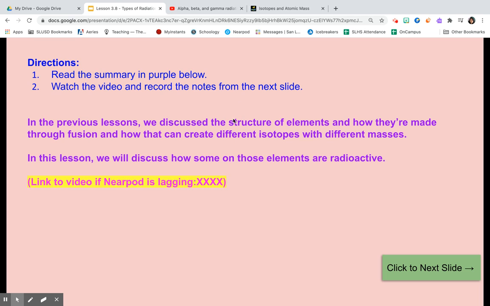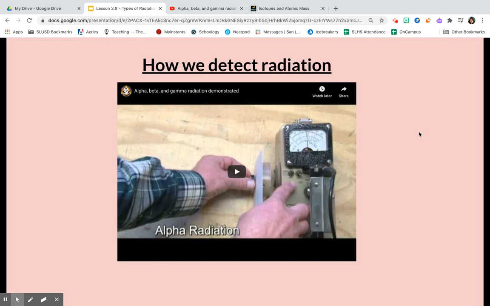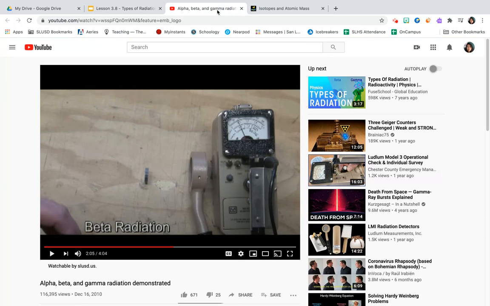All right, in this video for lesson 3.8, we're going to talk about why some elements are radioactive, specifically why some isotopes are radioactive, right? So just to give you a general idea of what radiation is, this video summarizes how we detect certain types of radiation. This machine is called a Geiger counter. It makes kind of like a clicking noise every time it's detecting radiation.